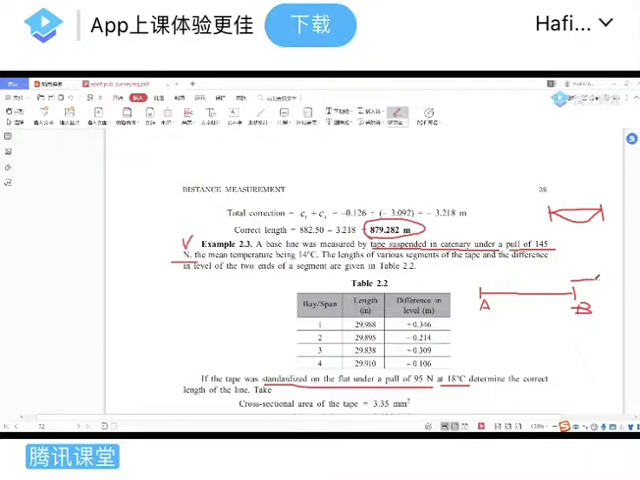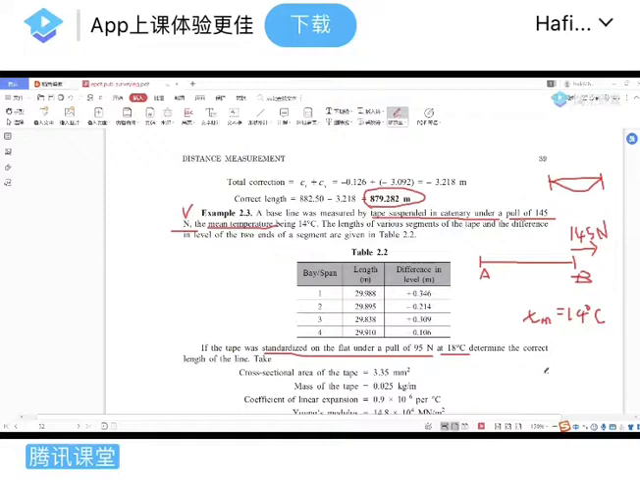So you pull with 145 newtons. You have to use force in order to get this tape straight. Otherwise, this tape won't go straight. So 145 newtons, okay, one piece of information. And the mean temperature means the temperature outside in the field. So this is the field temperature. Write down the information. So the mean field temperature is 14 degrees Celsius. Okay, continue.